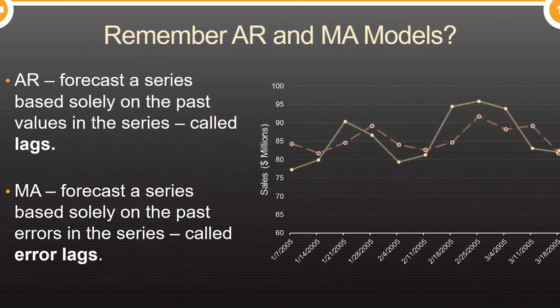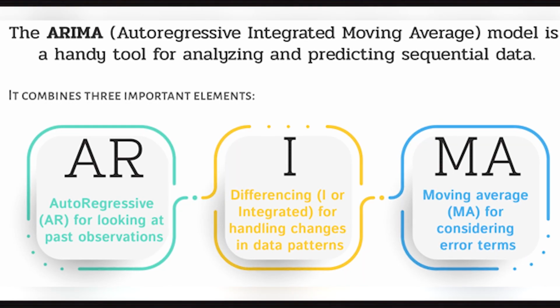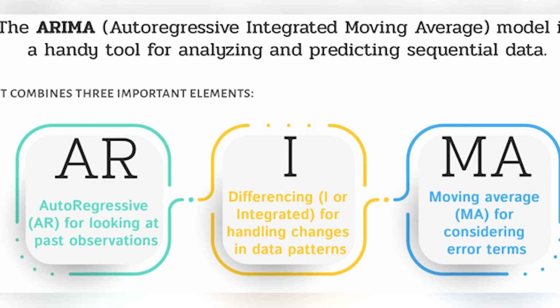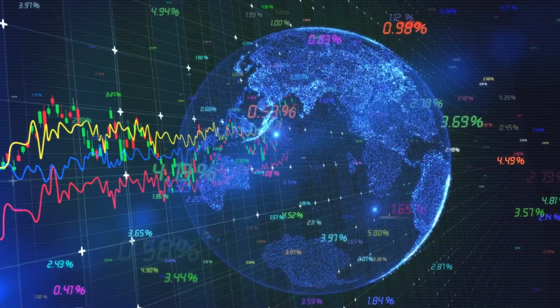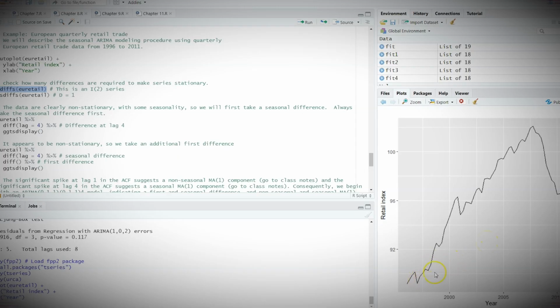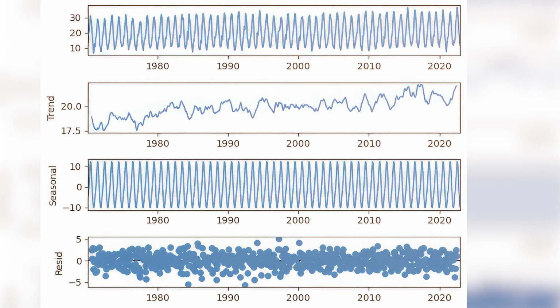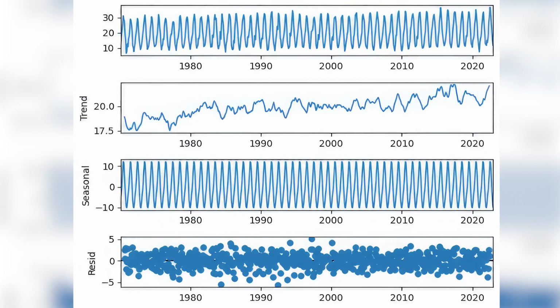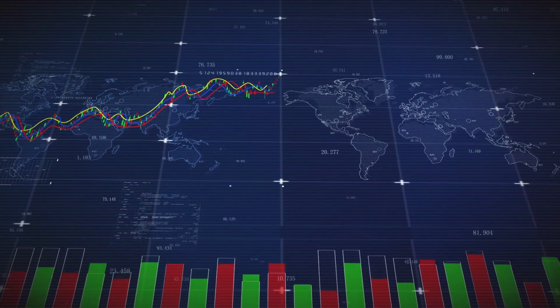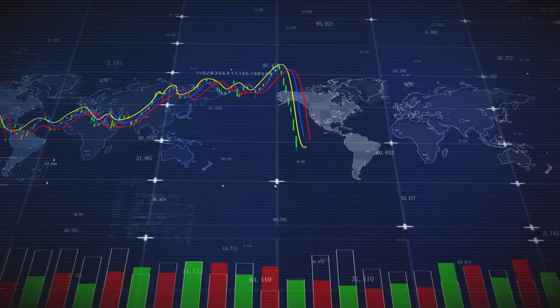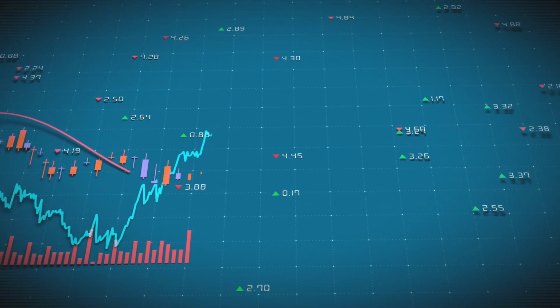ARIMA models. Combining both AR and MA models, ARIMA is a powerful tool that handles non-stationary data, which is common in financial markets. SARIMA models. These add a seasonal component to ARIMA models, making them perfect for data with clear seasonal cycles. These models help traders forecast price movements and identify trading opportunities based on historical data trends.